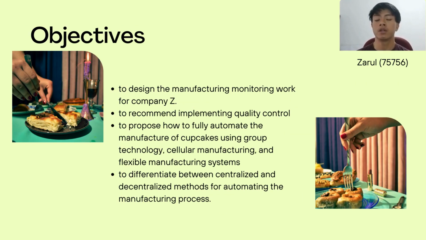There are four objectives, which are to design the manufacturing monitoring board for Company Z, to recommend implementing quality control, to propose how to fully automate the manufacture of cakes using group technology, cellular manufacturing, and flexible manufacturing systems, and lastly, to differentiate between centralized and decentralized methods for automating the manufacturing process.